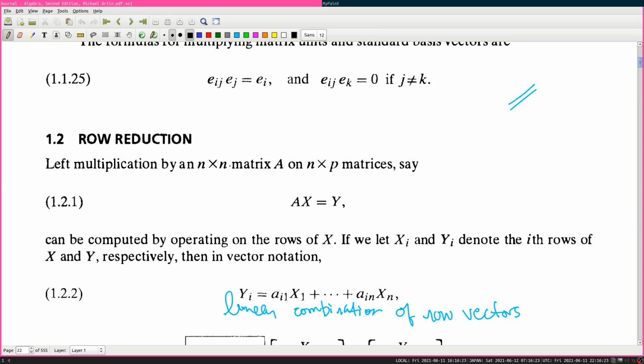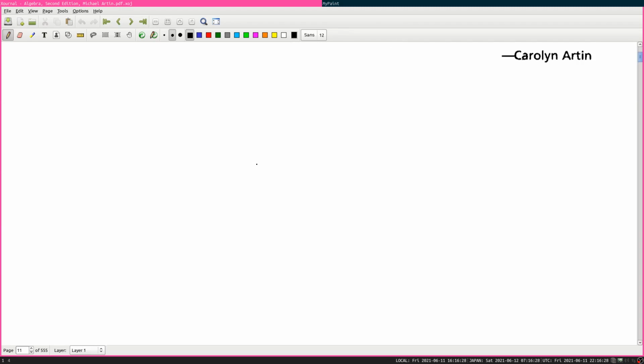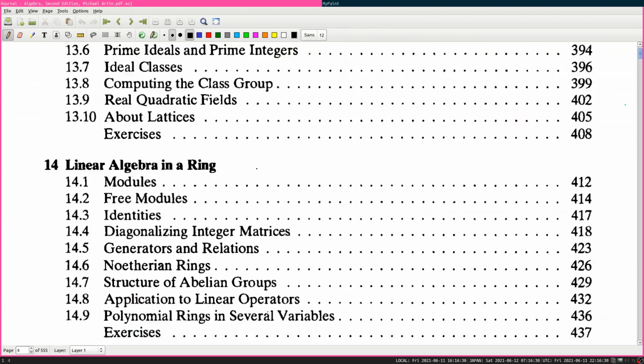So Artin's book is on abstract algebra. Let's just take a brief look at the table of contents before we get into this. Scroll all the way up.